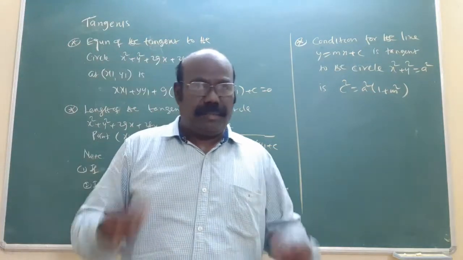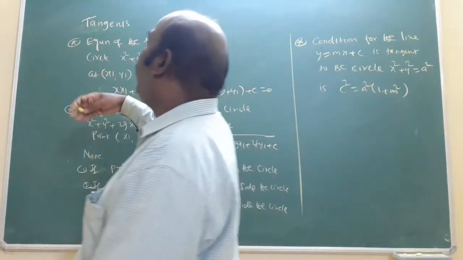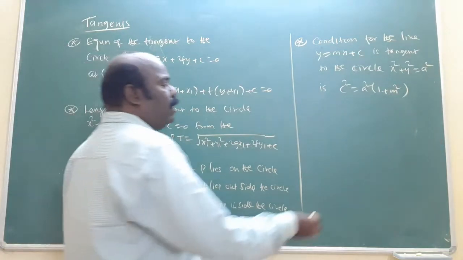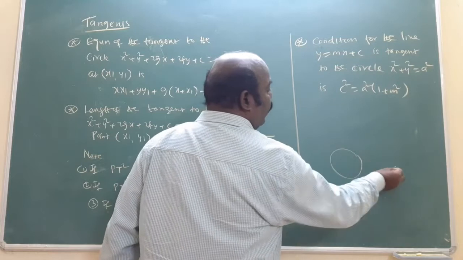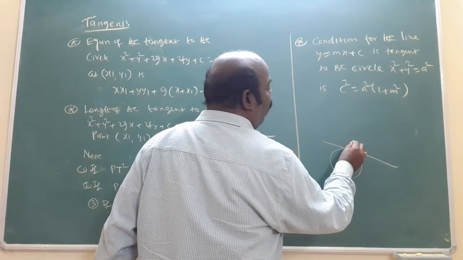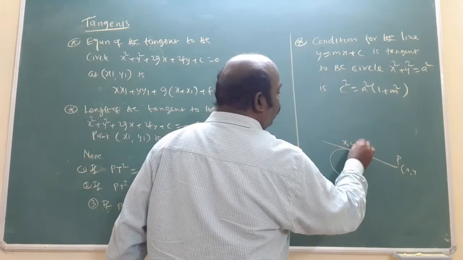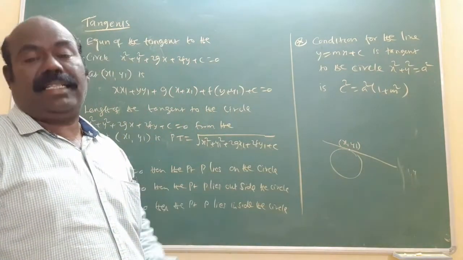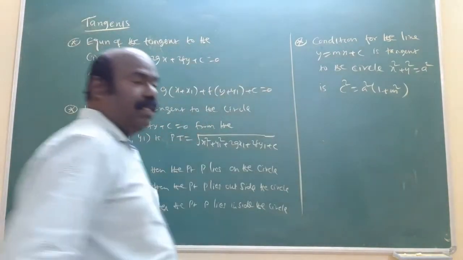Good afternoon, children. Now I start with the next exercise concept: tangents. What does tangent mean? Tangent to the circle. A straight line that touches the circle at one point, say (x1, y1), is called a tangent. That is the meaning: a line touching the circle at only one point.